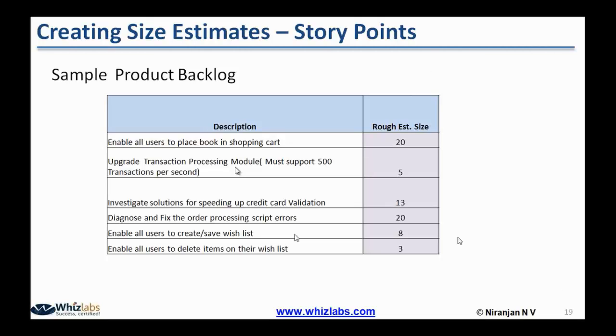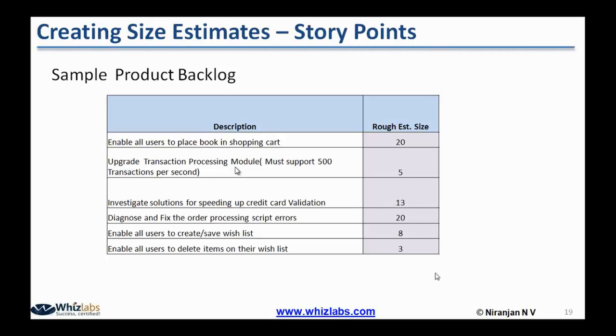So now let us discuss how to determine the size of the product backlog. For that we should know the size of each of these product backlog items. How do you say this is 20? How do we say that this is 5? How do we say this is 13? For this we make use of the planning poker method. We will discuss how we do this, and we will also do a small exercise which will help us to understand this better.